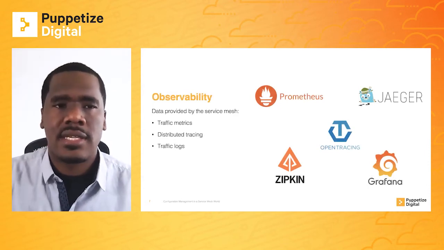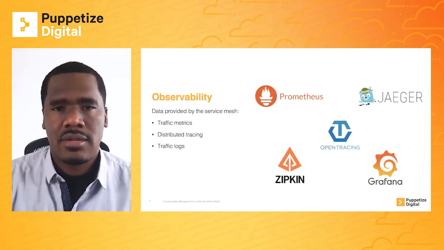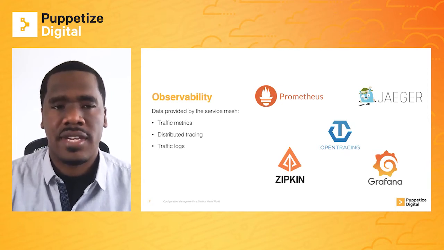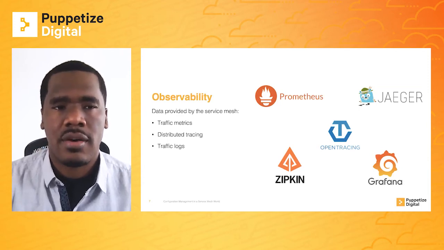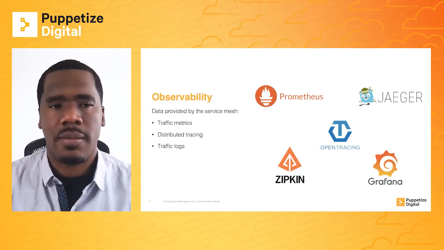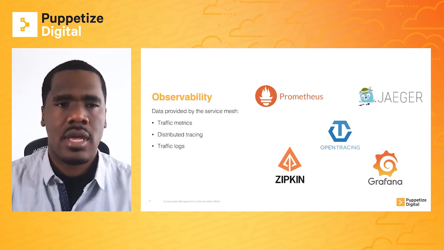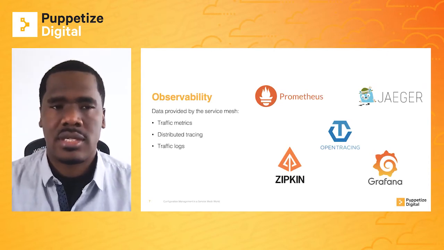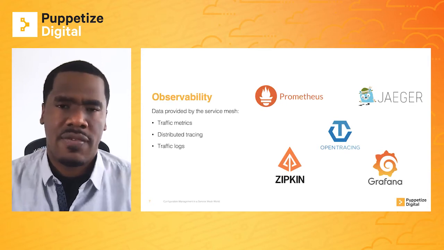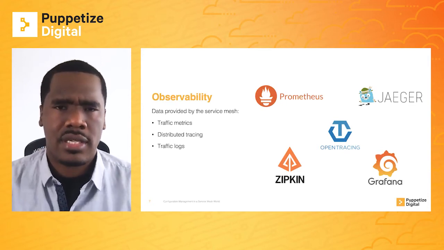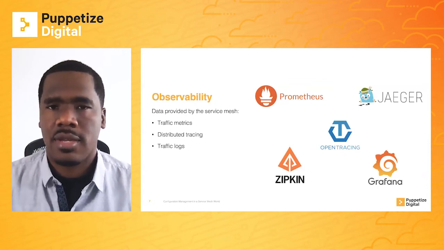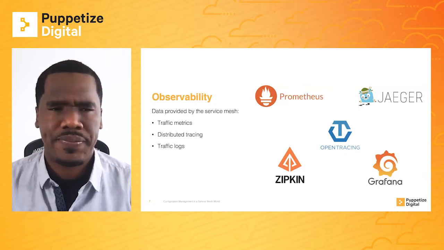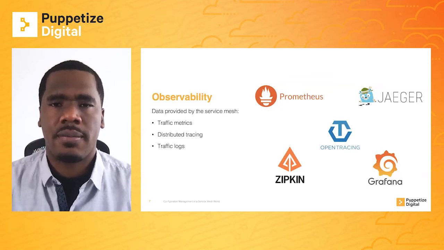The next big advantage is what's known as observability. And so this is really just a collection of data about our applications and what's going on in terms of microservices in our environment or in our service mesh in this particular case. So one of the things is traffic metrics, as well as distributed tracing and traffic logs. And so on the right of the slide, there are a number of projects that are involved in observability. And so one of them is Prometheus for grabbing data from the environment.